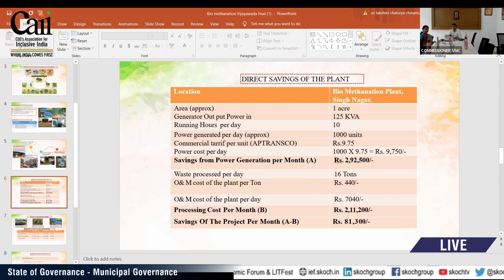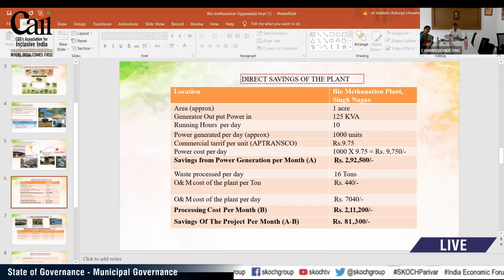So not only is our waste getting processed, the important waste, the wet waste, but we are also converting the hazardous gases, basically the CNG gases, into something useful, which is electricity in our case, in order to run the plant. And in turn, we are also gaining some revenue out of it, which is particularly in the terms of 80,000 per month. Next.